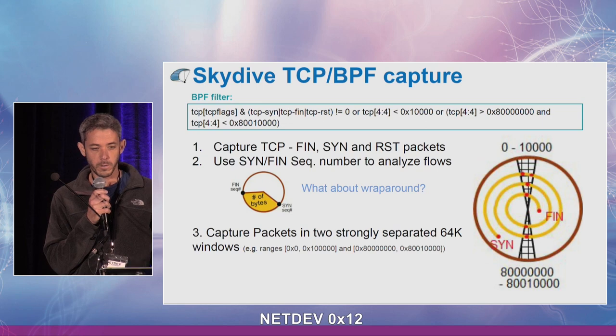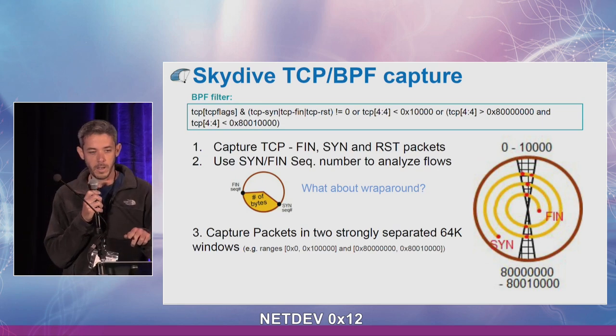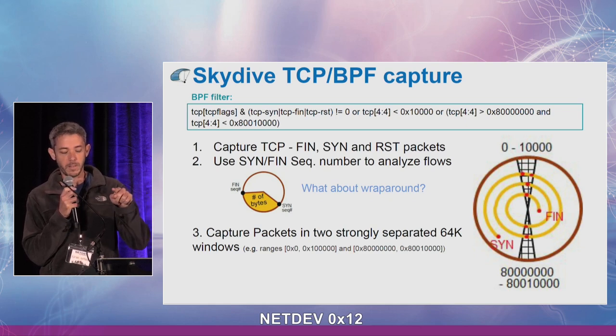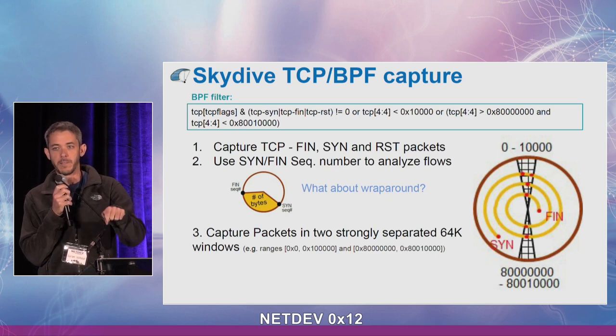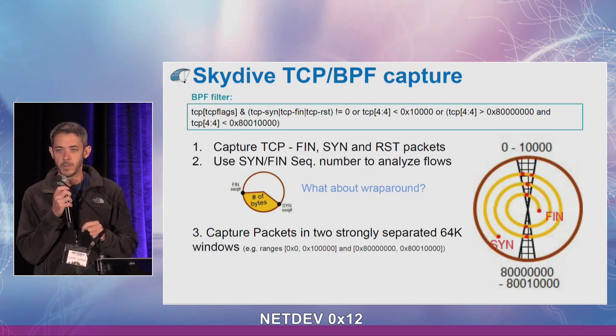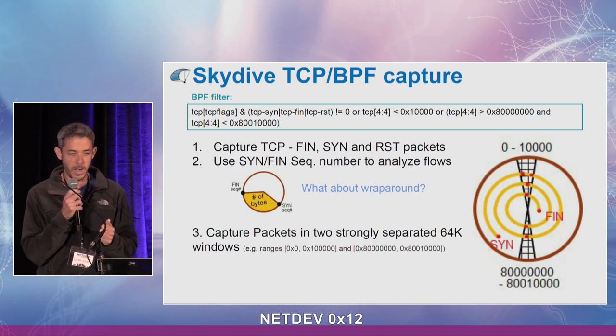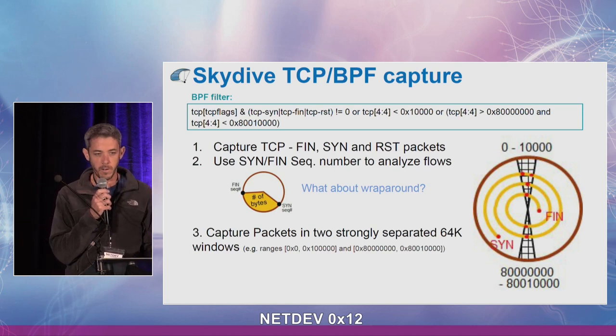So we also wanted to capture the packets. If you think about the circle of these 4 gigabytes, we also capture the packets between 0 and 10,000 bytes, for example, and at the end of the 4 gigabytes, the last 10,000 bytes. So we have the beginning and the end, and at each wraparound we also look at where the sequence number is. So we can track the TCP flows to see how many bytes have been transferred with a very low computation cost.